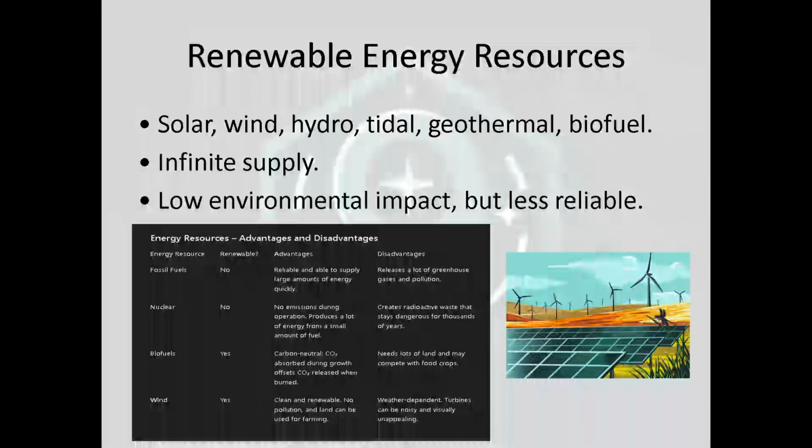So for example, the main one they usually ask about is wind energy. It is clean and renewable. It has no pollution. However, this is very weather dependent. If it's windy, then the turbines will turn, and then generators will generate electricity. Another thing is that they can be noisy and visually unappealing, which may upset people living nearby. And yeah, essentially that's that.